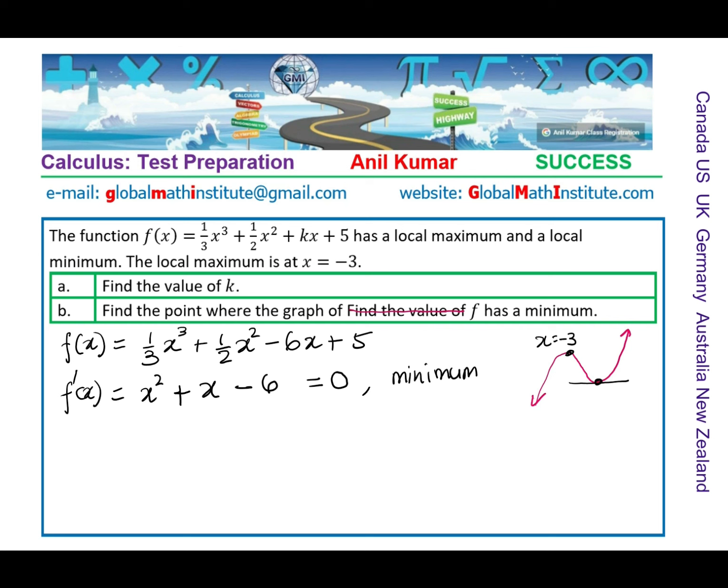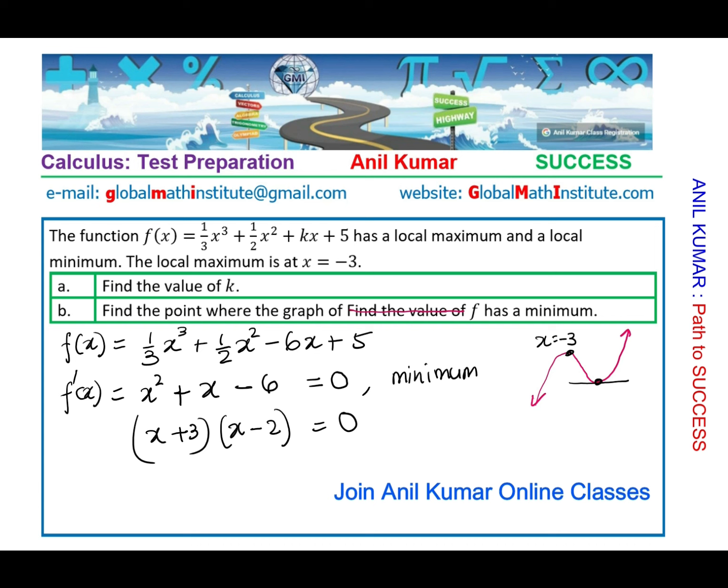So that means horizontal tangent. That's what the concept is. So this equation is relatively simple. We can factor: product of minus 6 and sum of 1. So that means 3 and 2 can work, right? x plus 3 and x minus 2, correct? So that gives us 2 points. One is x equals minus 3, the other one is x equals 2. So we already know that at minus 3 we have a maximum. So the other point is minimum, right? So we can say we need to find the point.